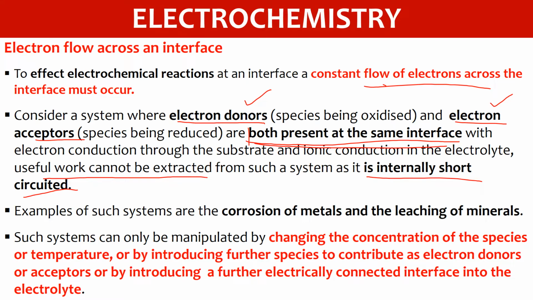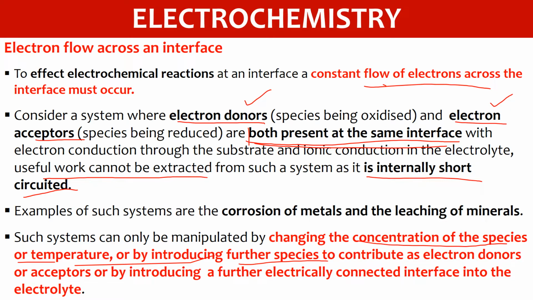Examples of such systems are the corrosion of metals and leaching. When you define them in terms of electrochemistry, you can term them internally short-circuited. Now, these systems can be manipulated when you change the concentration of the species, when you change the temperature, or even with the introduction of further species that contribute as electron acceptors or electron donors.